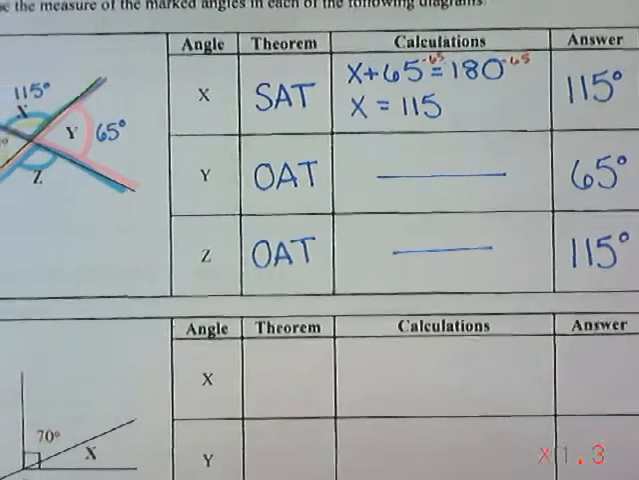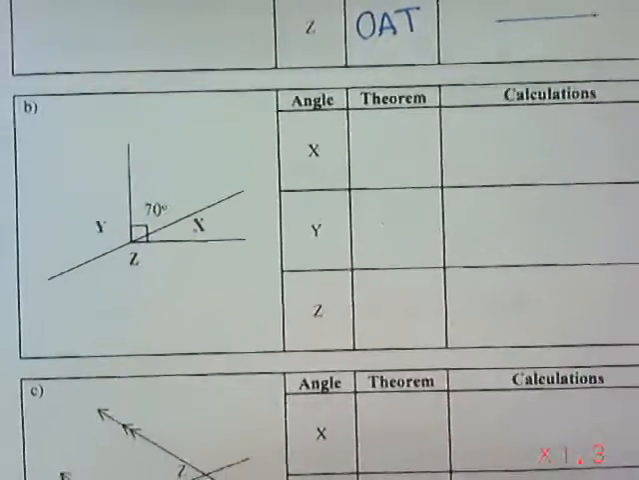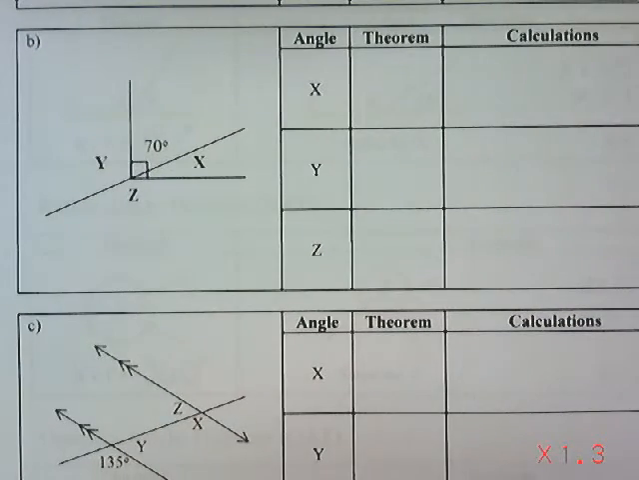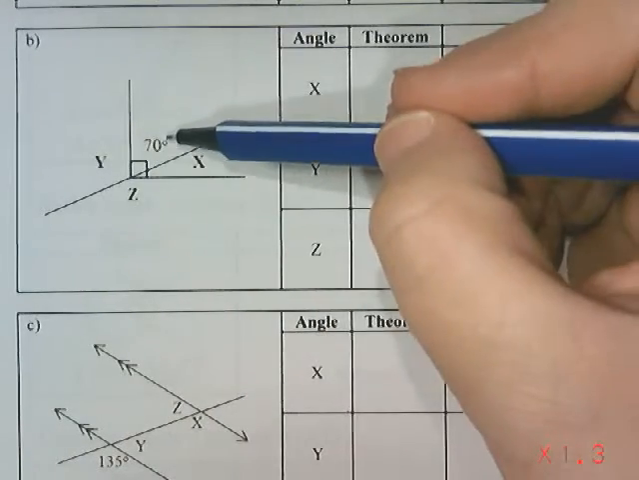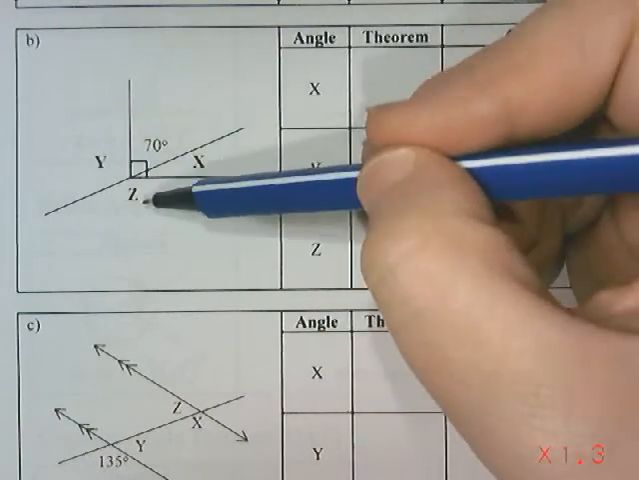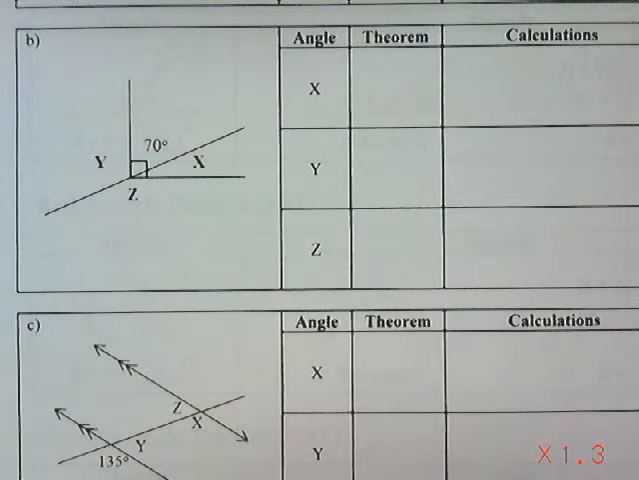Okay, we are going to try our next example. This is part B. I have a number of lines. I see that there's a square. I have 70 degrees, and then I have X, Y, and Z. So you don't have to do them in order, but I do try to start and see if I can.